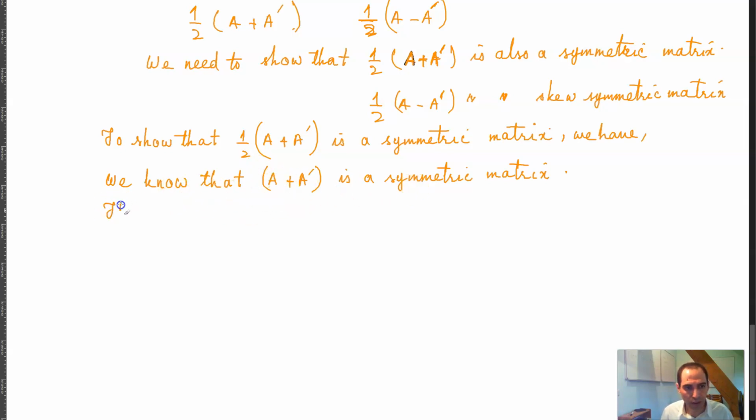So that means that A plus A prime is actually equal to A plus A prime whole transpose, right? That's the meaning of the statement that I have written here.